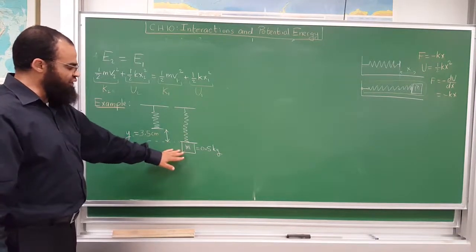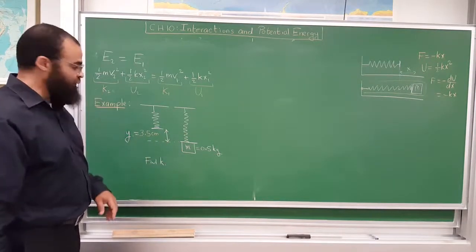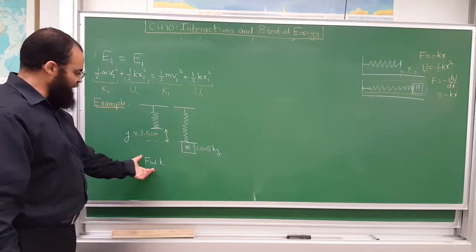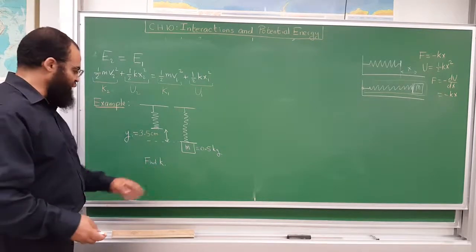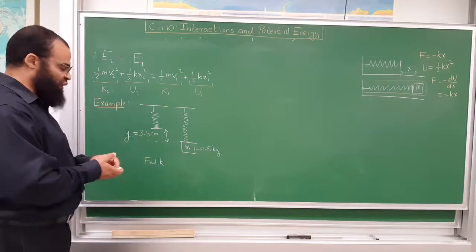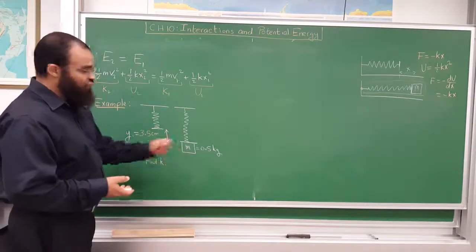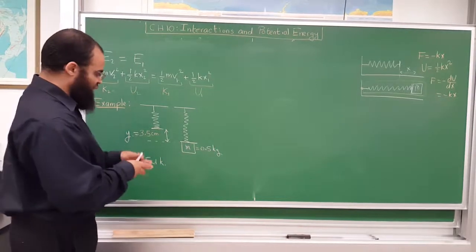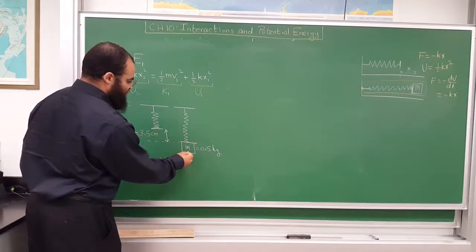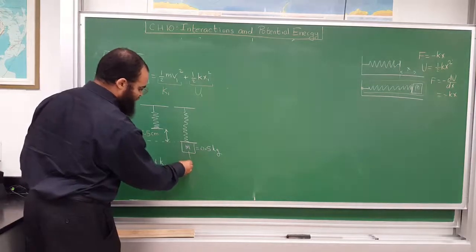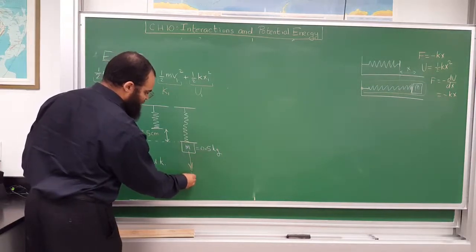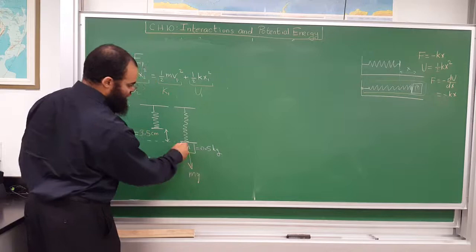The speed of the mass is 0, so it's not moving. And the question is, find the force constant of the spring. What is k, the spring constant? The mass is not moving, so there are two forces on it. So the net force on it is 0. There is the force of gravity this way, and it's mg. I'm talking about the force on this mass.